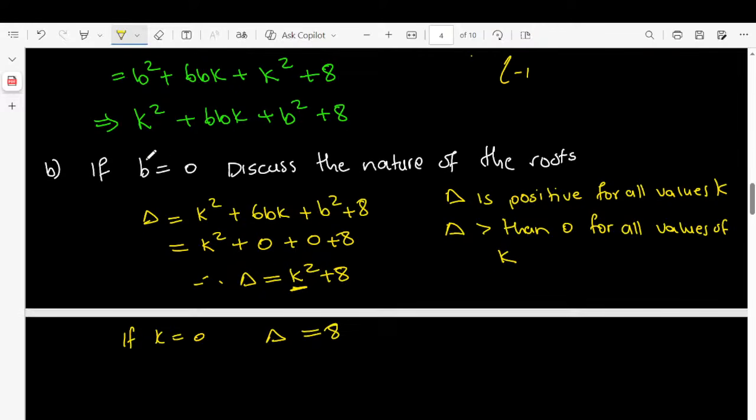If k is equal to minus 1, what is the discriminant equal to? That will be minus 1 squared, it's 1, plus 8, this will give us 9. So the discriminant will be 9. Even if k is equal to 1, you see what we are getting. So the roots will be what? The roots will be real and unequal.